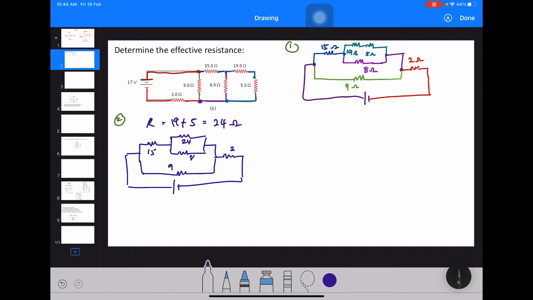If you want to combine 15 dengan 24, dia tak straightforward, so it doesn't make sense lah. If you want to combine 9 dengan 8 pun tak straightforward, 2 dengan 8 pun tak straightforward. The one that is straightforward now is actually 24 and 8. So if you want to combine that resistor, you can use 1 over R equals to 1 over 24 plus 1 over 8. I think this one you should get 3 plus 1, 4. So 24 divided by 4 is 6. So you just have to press your calculator lah.